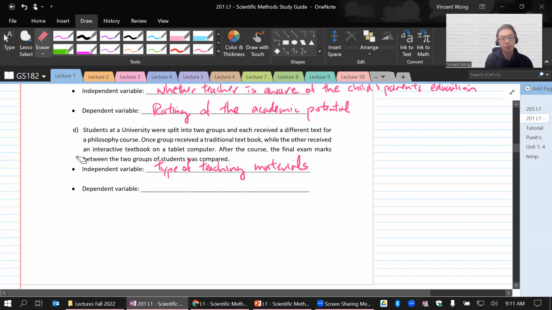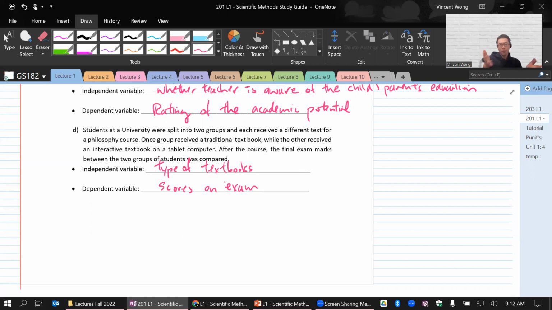Is it just a textbook? Is it an interactive textbook, right? Type of textbook, I guess we can say it's probably okay. I mean, there's more than one way to phrase this, right? And the dependent variable would be scores on exam, right? Scores on exam.